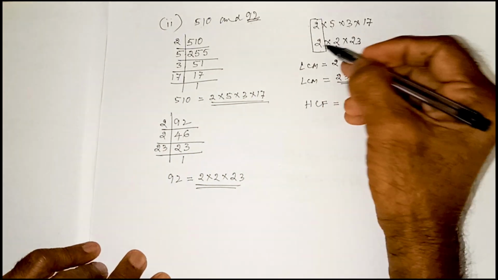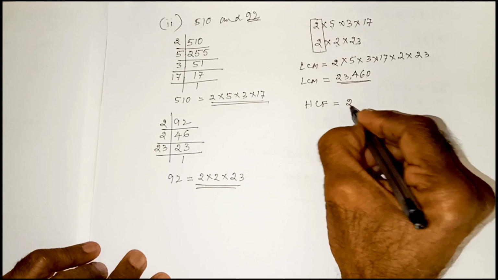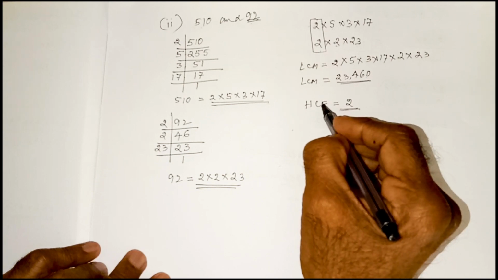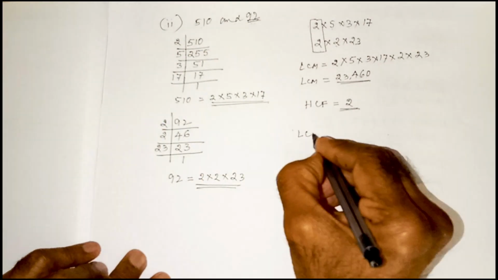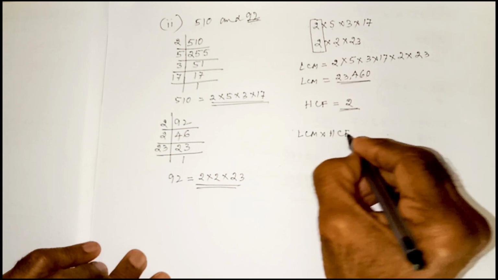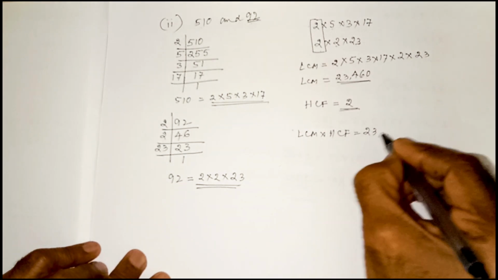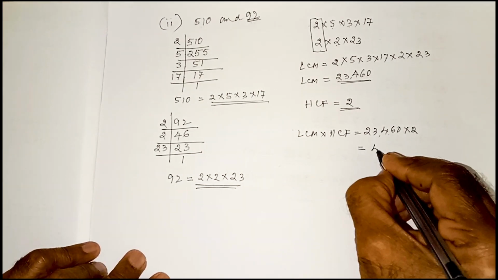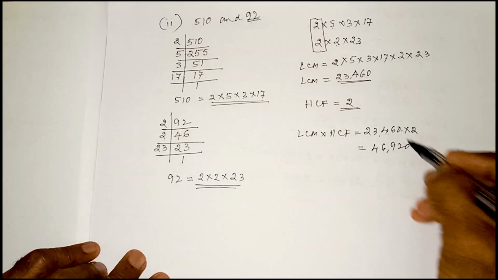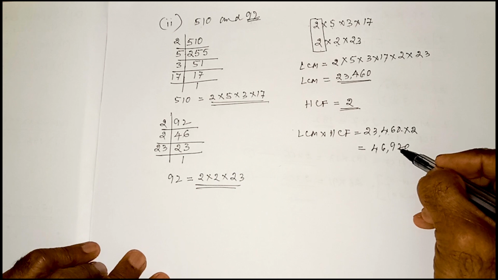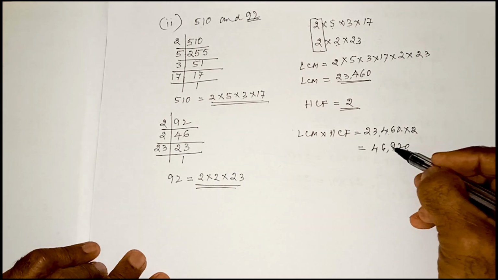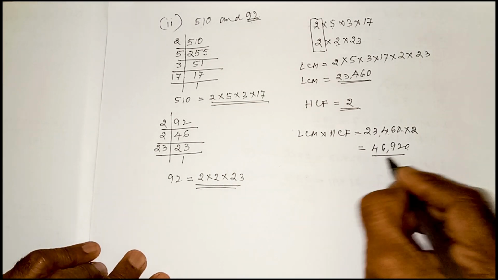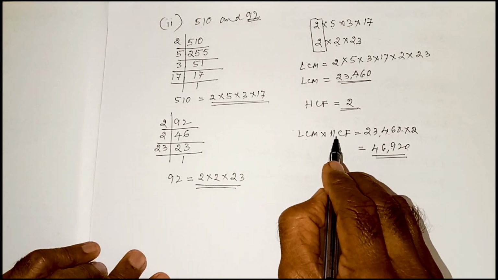To find out HCF is very simple. Whatever is common, that is the HCF. Here 2 is common, so 2 is the HCF. Now the next step is you have to prove the product of these two numbers is equal to the product of the numbers. LCM into HCF is equal to 23,460 into 2. That gives you 46,920. 2 into 0 is 0, 2 into 6 is 12, carry 1, 2 into 4 is 8, plus 1 is 9, 2 into 3 is 6, 2 into 2 is 4. That's how you got it. This is the product of LCM and HCF.